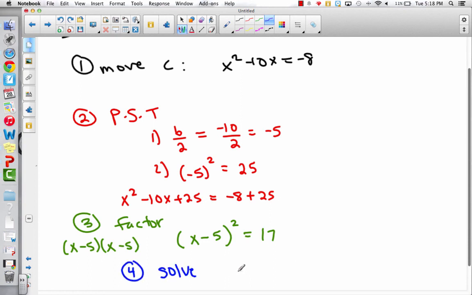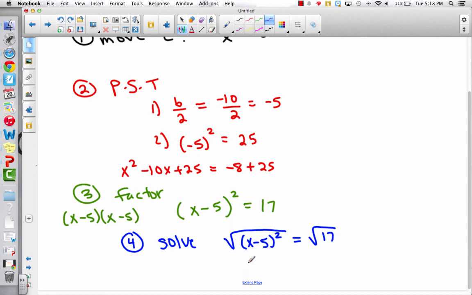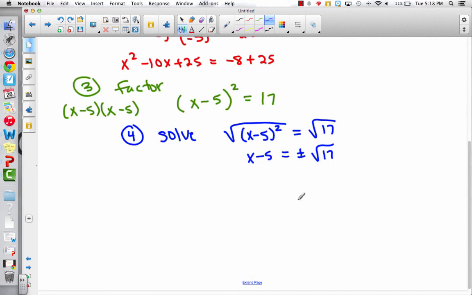So for this one, we're going to take the square root of both sides. And when we continue solving, we get x minus 5 equals plus or minus the square root of 17. And then we can add 5 to both sides. So these cancel, and we get x equals 5 plus or minus the square root of 17.